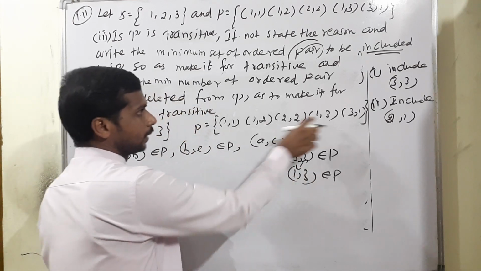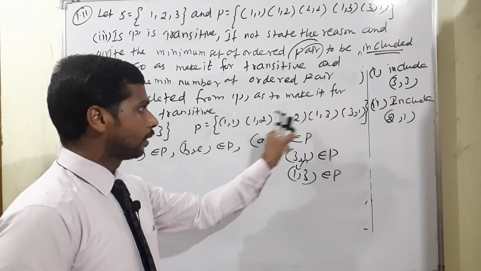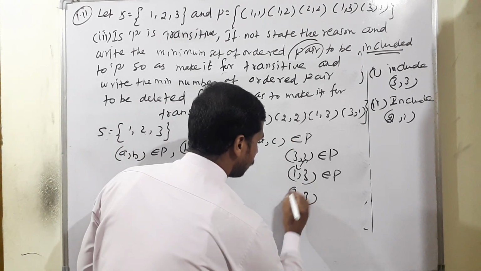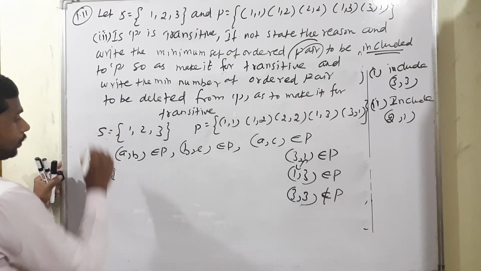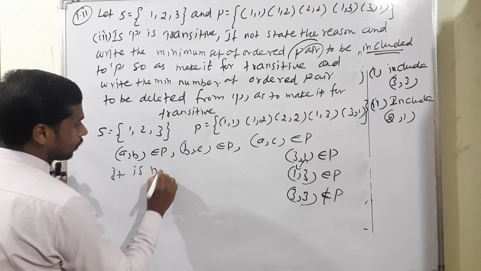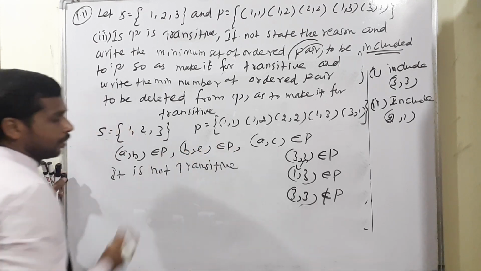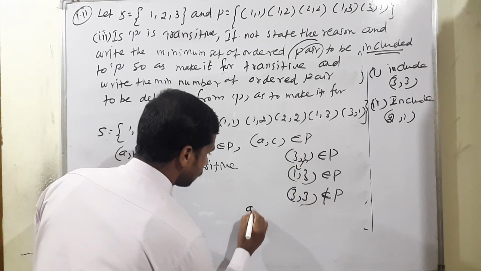Therefore 3 comma 3, check whether it's available or not. 3 comma 3 does not belong to P. First condition: 3 comma 3 does not belong to P. So simply we can write the subdivision third answer: it is not transitive. It is not transitive. That is one condition, then there is another condition also.